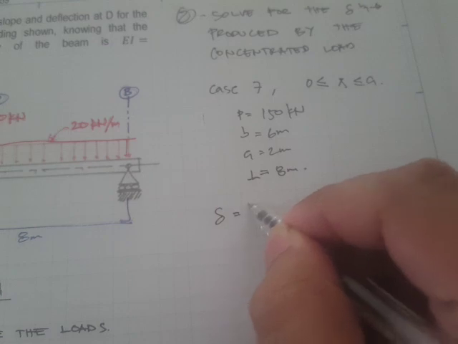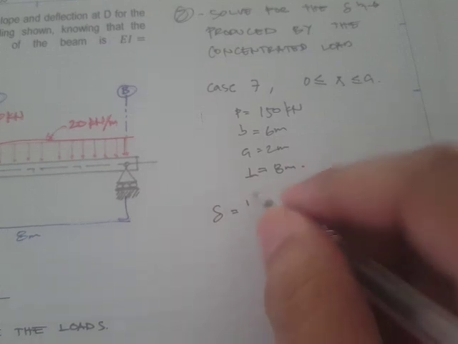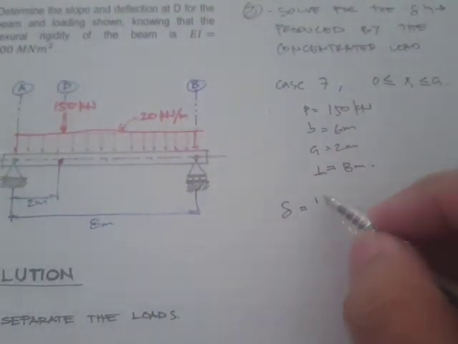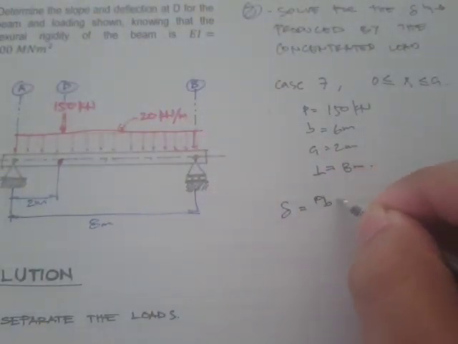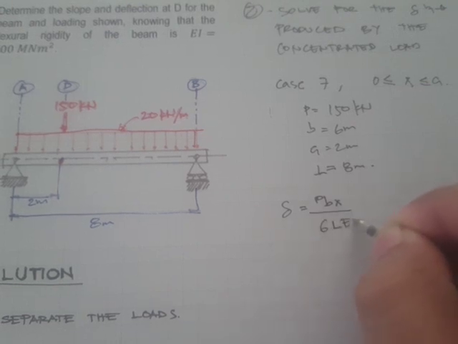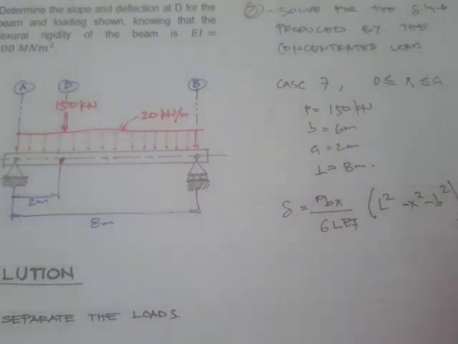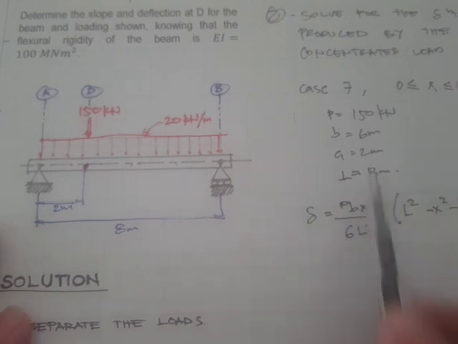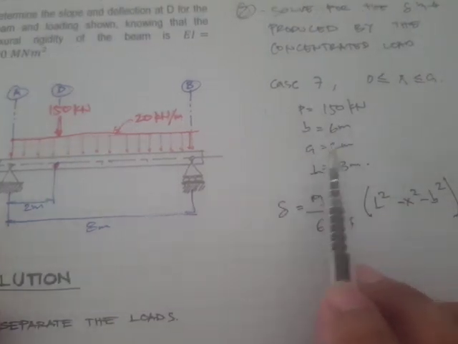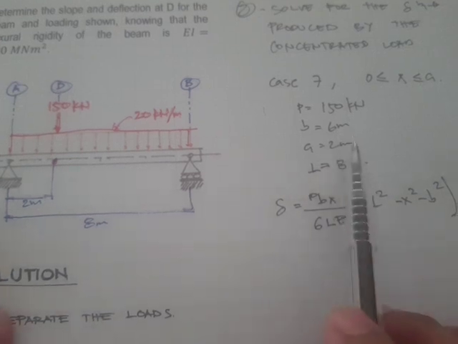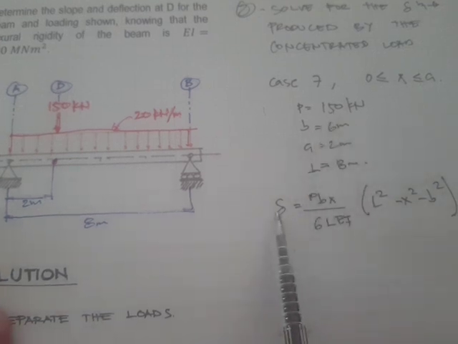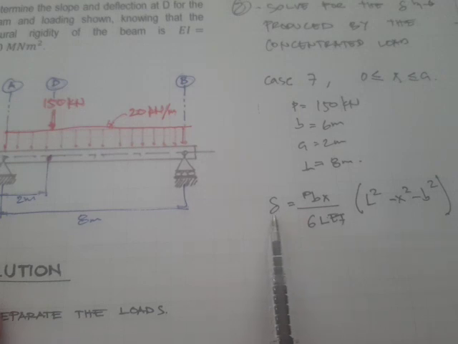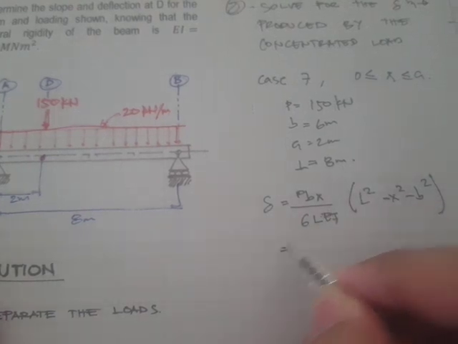Okay, so the equation is Pbx all over 6LEI times L squared minus x squared minus b squared. What I'm going to do right here is substitute all the given values, and the resulting expression is simply the deflection as a function of x. Okay, so let me do that.